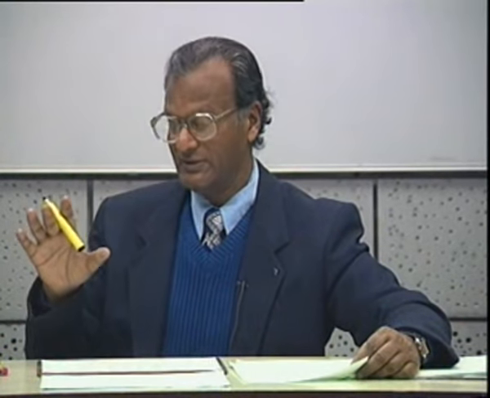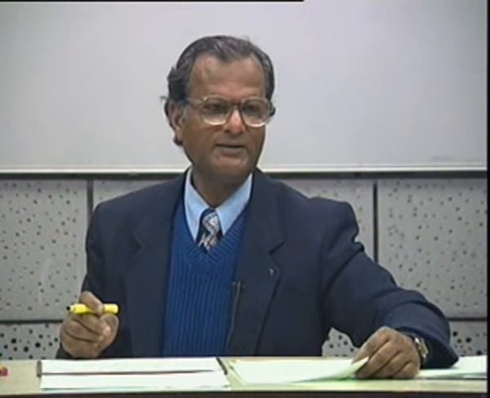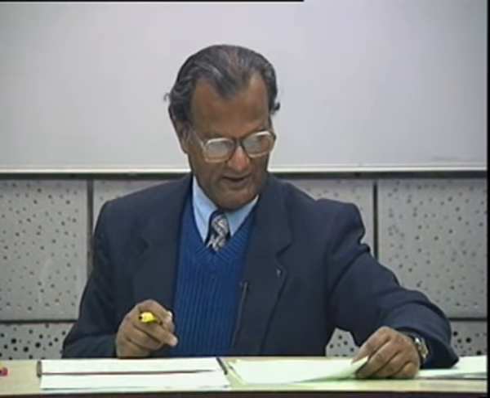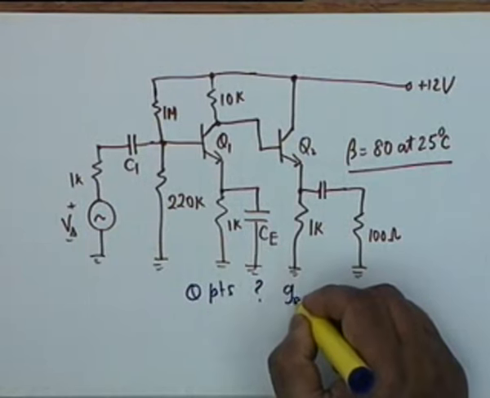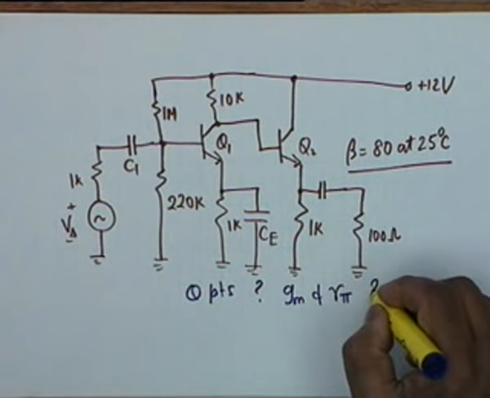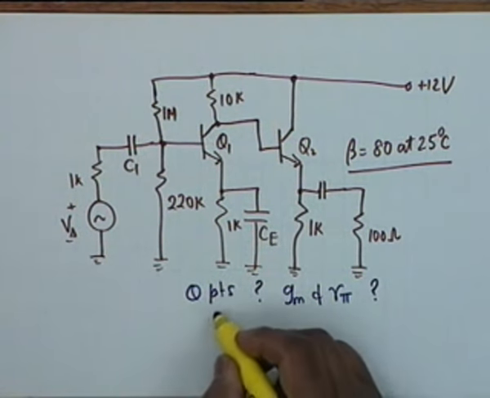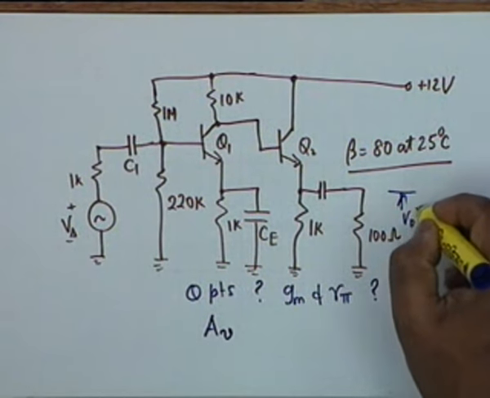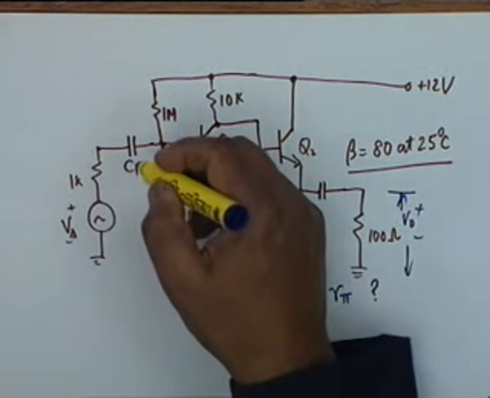That will also determine whether the transistors are in the active region or not. This must be checked. And then gm and r pi for each transistor, and also the overall voltage gain. This is V0 and this is Vi.